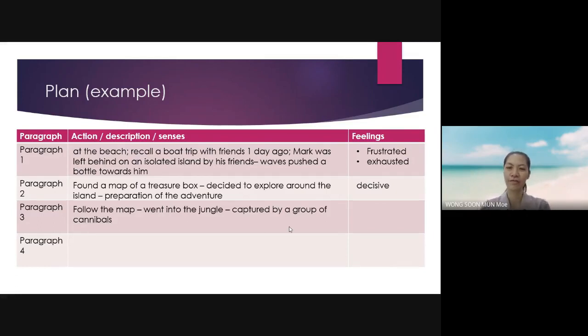So what kind of feeling here? Hopeless, despair, terrified. You can describe Mark's feelings. Describe Mark imagining himself, his hand being bitten by the cannibal, chopped off, and then cooked like KFC. So you can make the story more lively when you have all kinds of imaginations like this.